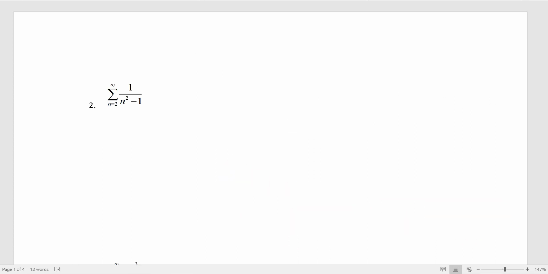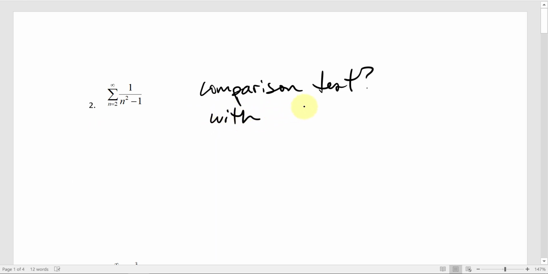Okay, so for this example, I will start off with something that doesn't actually work because it's an important point that many people get wrong. So suppose that you thought maybe comparison test, right? And suppose that you pick the series 1 over n squared, which is a convergent p-series.